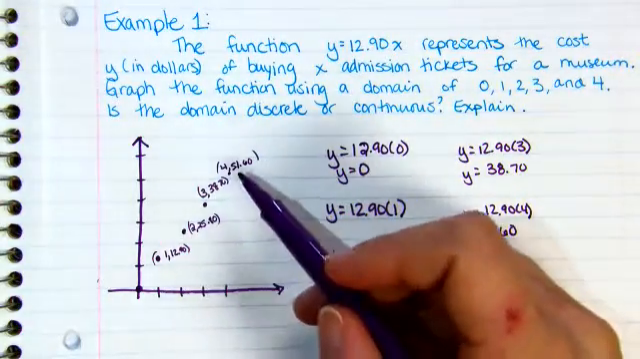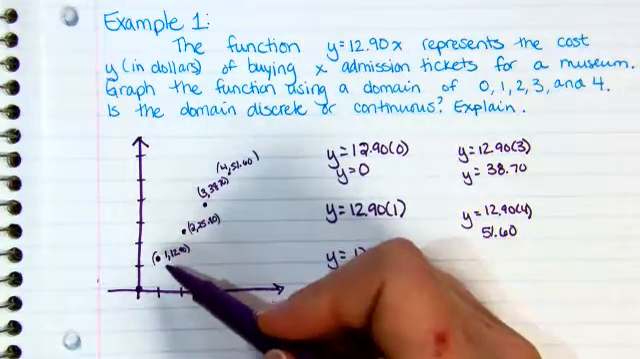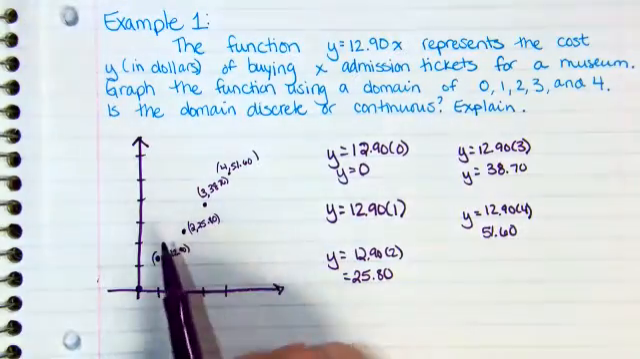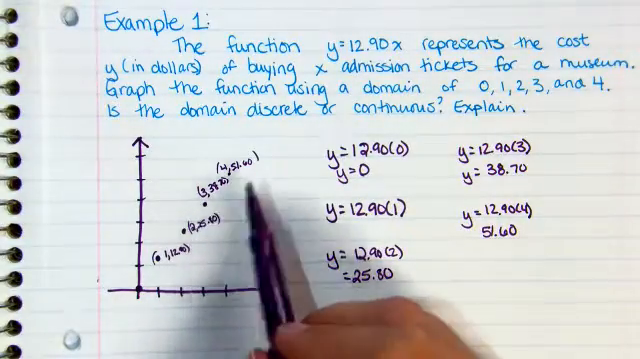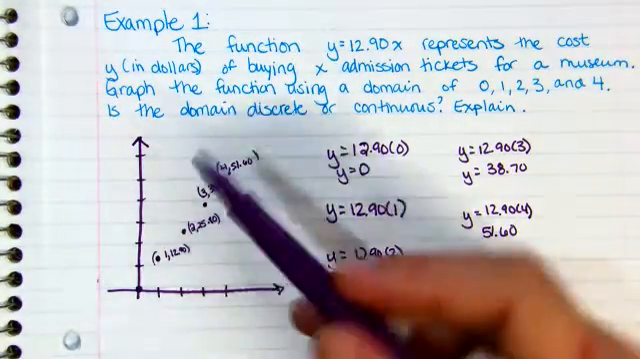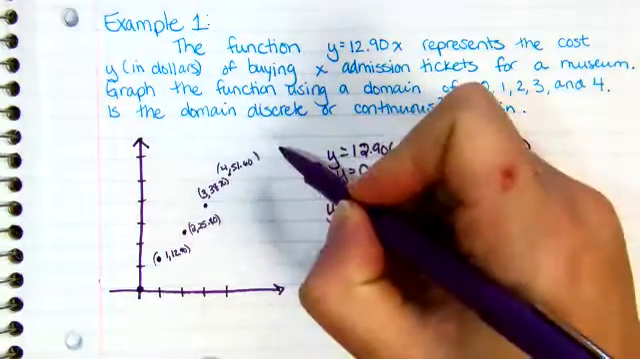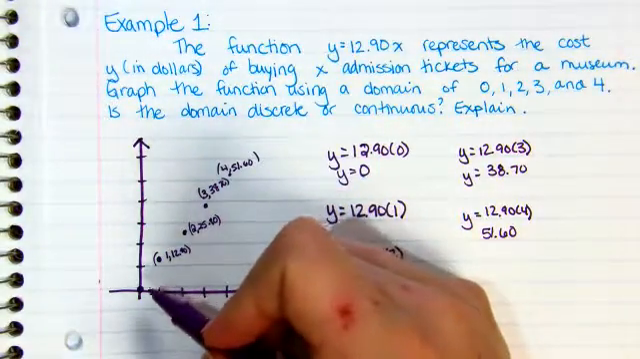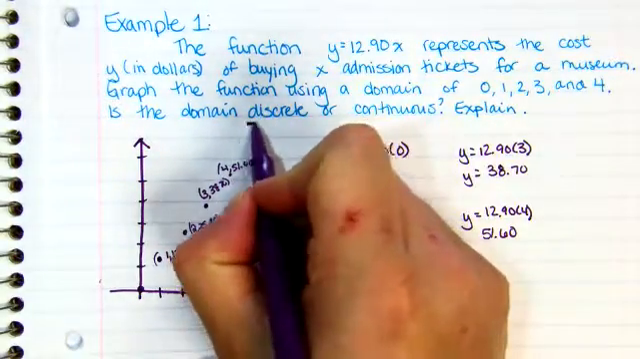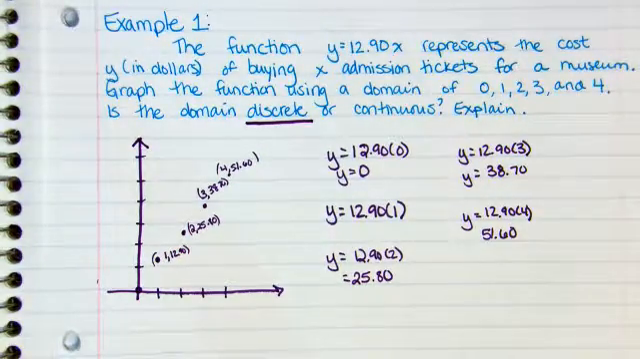But when I think about this situation and deciding is it discrete or continuous, I can't buy half of a ticket or 2 1/4 tickets. I can only buy 1 ticket, 2 tickets, 3 tickets, 4 tickets. I could maybe buy more, but I can't buy any fraction of a ticket. So I actually don't want to connect these points at all. If I were to connect them, then that would be saying that 1/2 would work, but 1/2 doesn't work. So this is going to be a discrete situation because you can't buy part of a ticket.